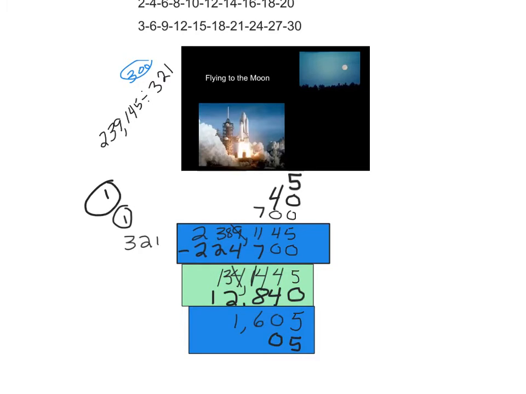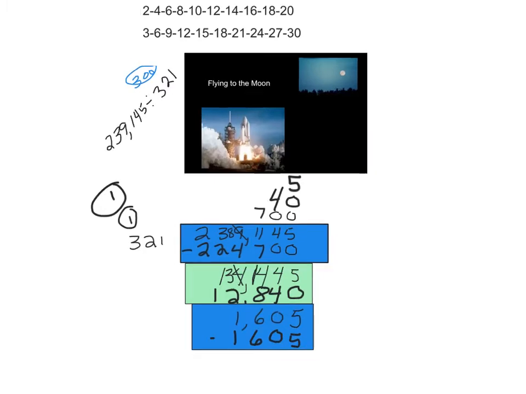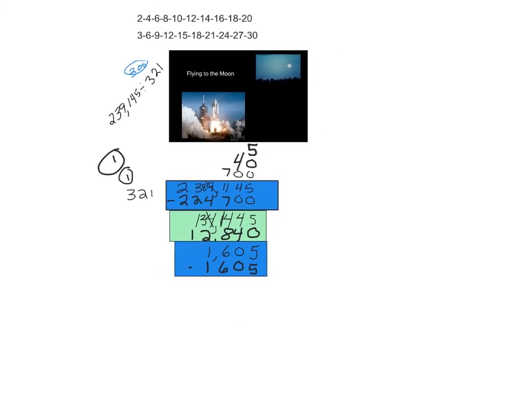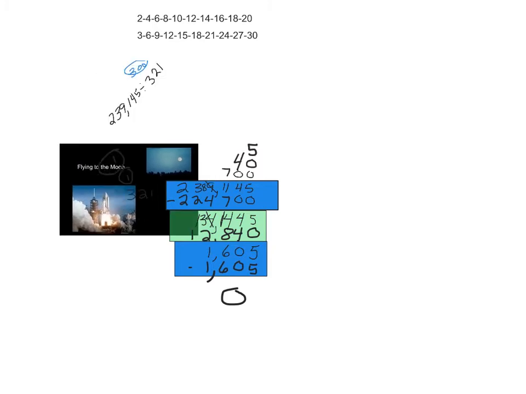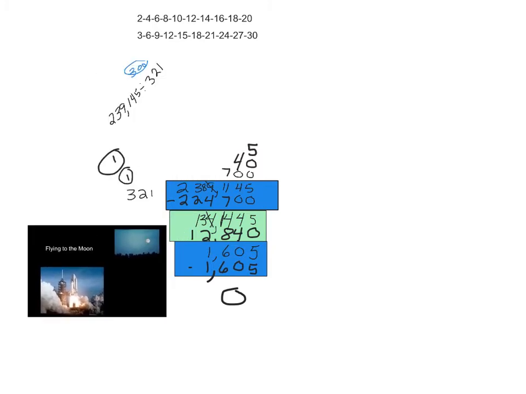And then I'm going to simply drop that 16, subtract, and lo and behold, 1,605 minus 1,605 gives me a big fat 0. I love it. So let's go ahead and move this over here. And then the next thing I'm going to do is add these straight up like that, right?